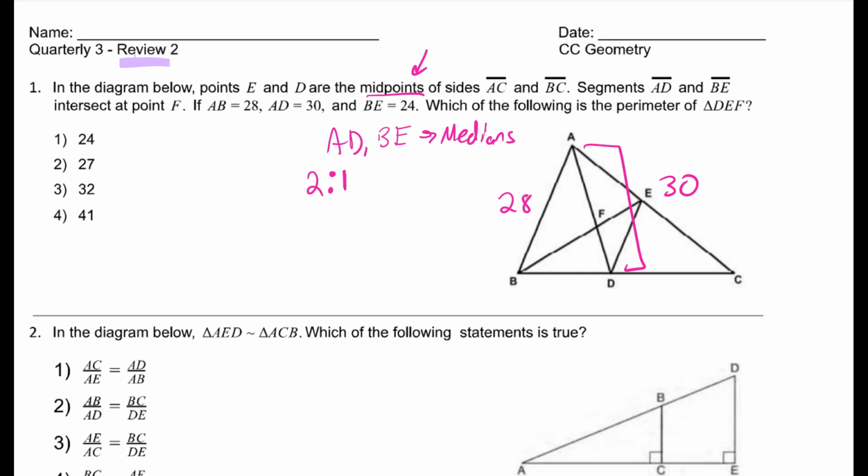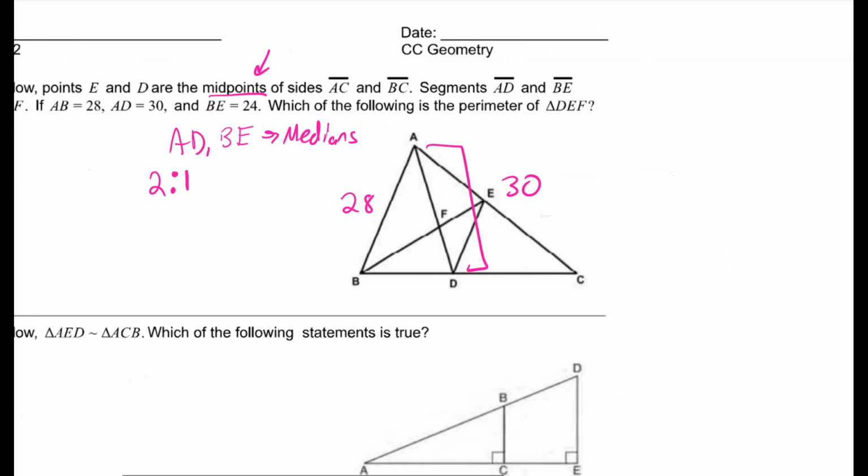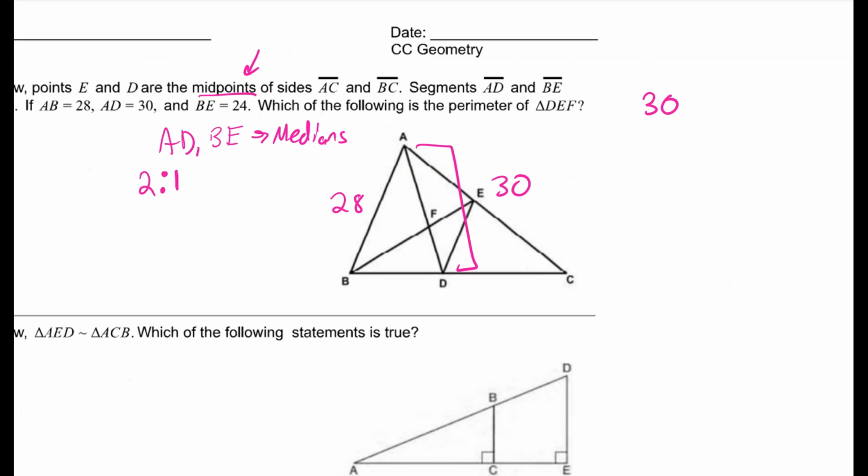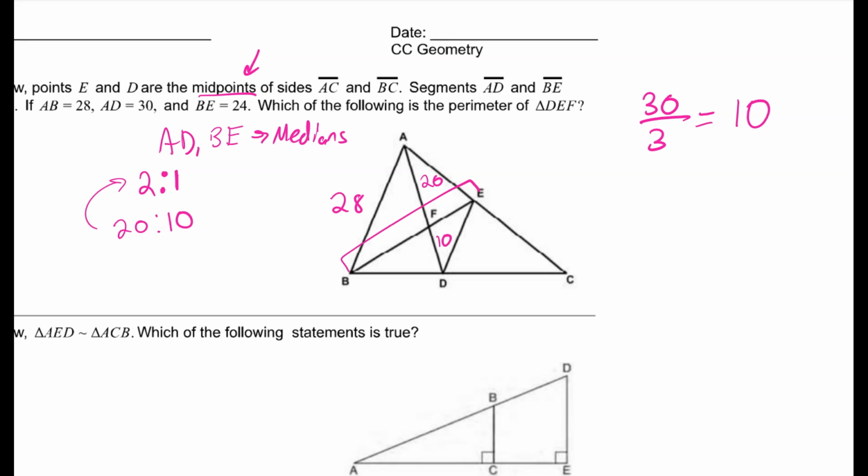So if I think about AD, that 30 length, if I want to break 30 into a 2-to-1 ratio, remember that's 3 pieces altogether. So each of those pieces should be 10 in length. So my smaller part FD is going to be 10, and my larger part AF is going to be 20, so that it still sums to 30. And then if I compare 20 to 10, that's the same thing as a 2-to-1 ratio if I reduce it. I can make a similar argument for BE as well.